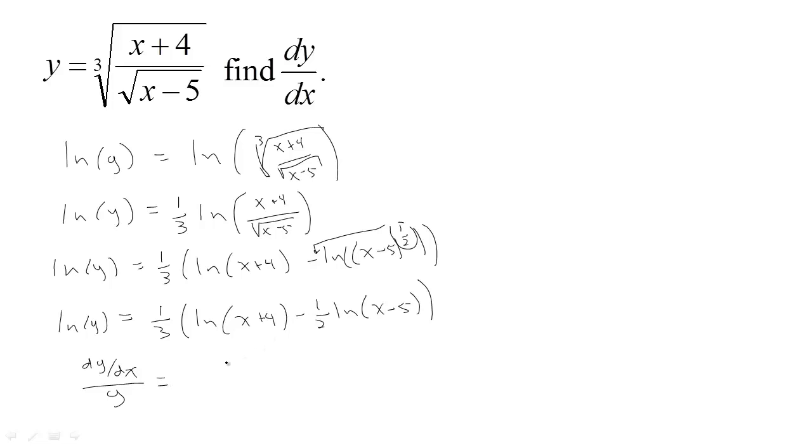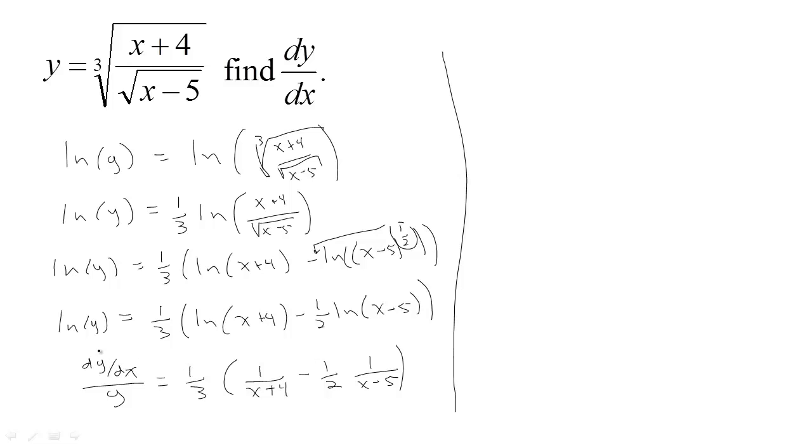The derivative with respect to x on this side, we've got that constant 1/3 that comes through. The derivative of the natural log of the function is the derivative of the inside over the inside. And we've got this constant 1/2 here, and the derivative of this natural log is the derivative of the inside over the inside. So the derivative was actually pretty easy once we used these properties of natural logs to simplify.